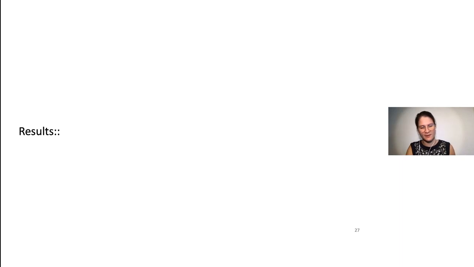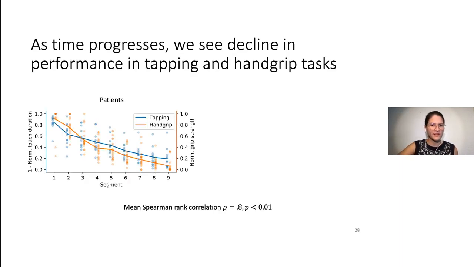So now let's go to results. In this plot, we can see the normalized grip strength in orange. Each point in this plot represents a participant, and we can see the data corresponding to the different segments. So we can see overall, so in average, that the handgrip strength decreases as time progresses for the patients.